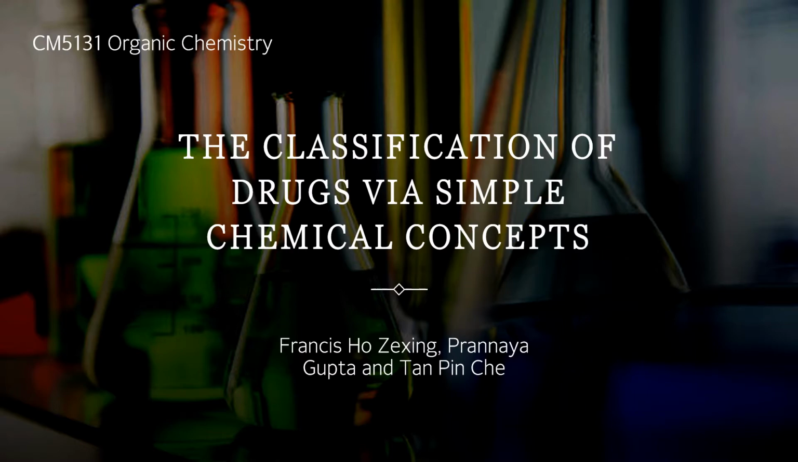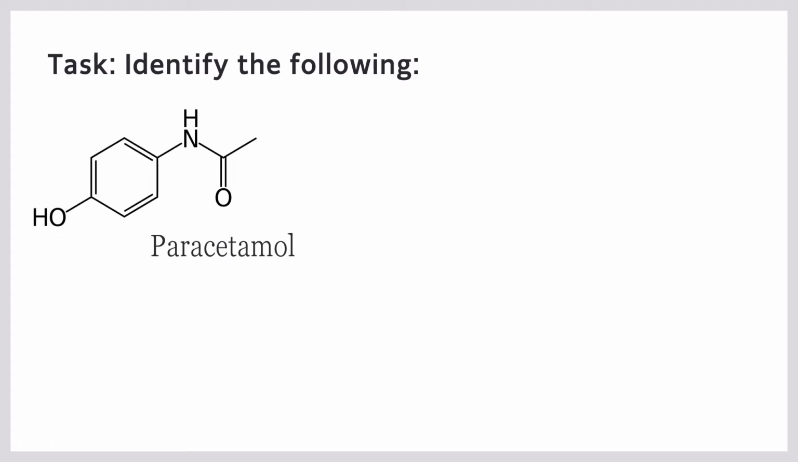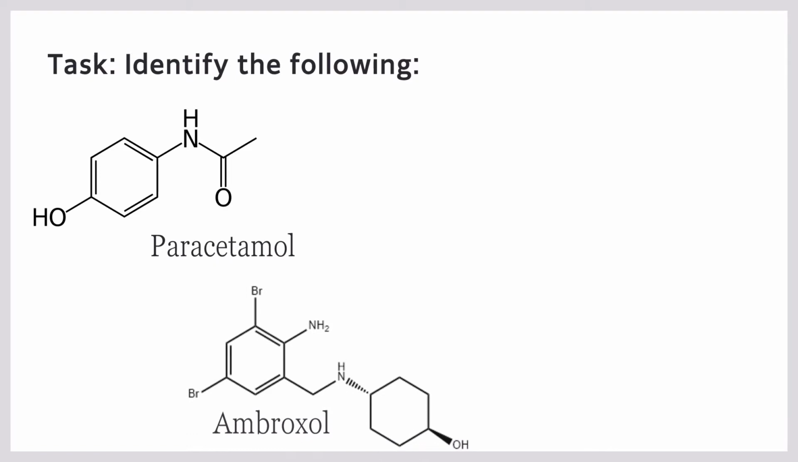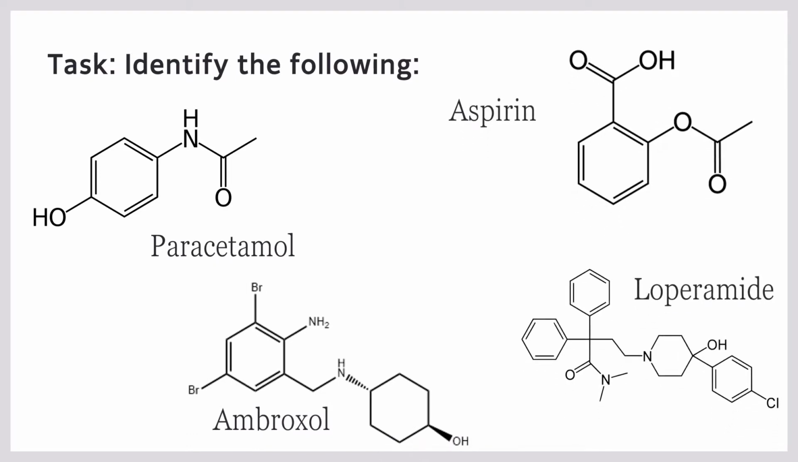So, our task, as highlighted in the practical sheet, was to identify four different molecules, namely paracetamol, ambroxol, aspirin, and loperamide. These were found in the form of drugs, and we actually did ground them up into small pieces so that we could conduct our experimentation. So in our experiment, we conducted three tests to empirically identify which of these were paracetamol, aspirin, ambroxol, and loperamide.